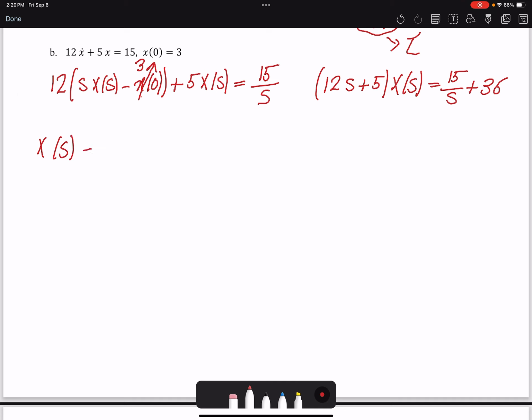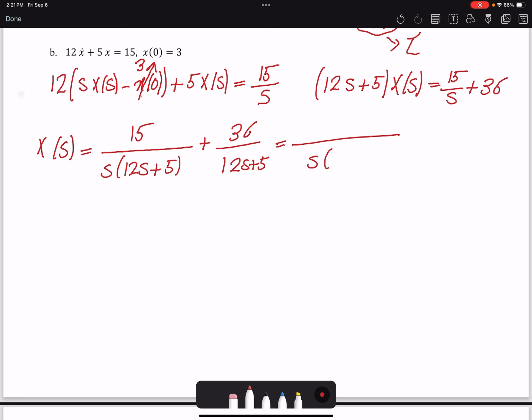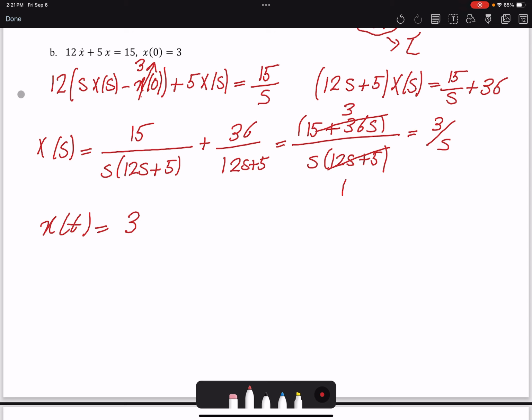So rearranging it, X(s) would be 15 over s(12s + 5) plus 36 over (12s + 5). I can simplify that further. For a common denominator, that would be (15 + 36s) over s(12s + 5). If we pay attention to that, you can see that the numerator is just 3 times this parenthesis. So this would be 1, and the whole thing would be 3 over s. That would be very easy to transfer into the time domain. That means that it would be 3. So the response of the system is 3.